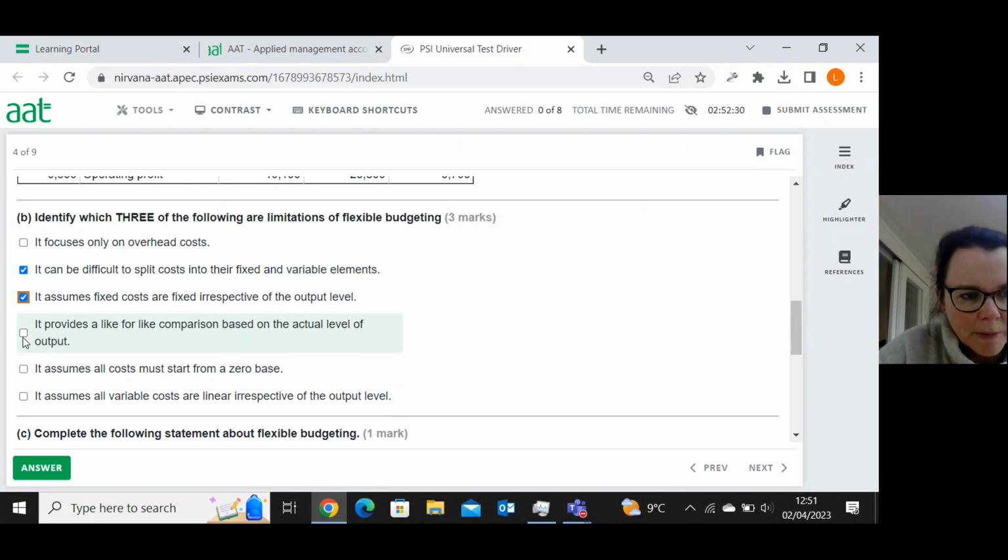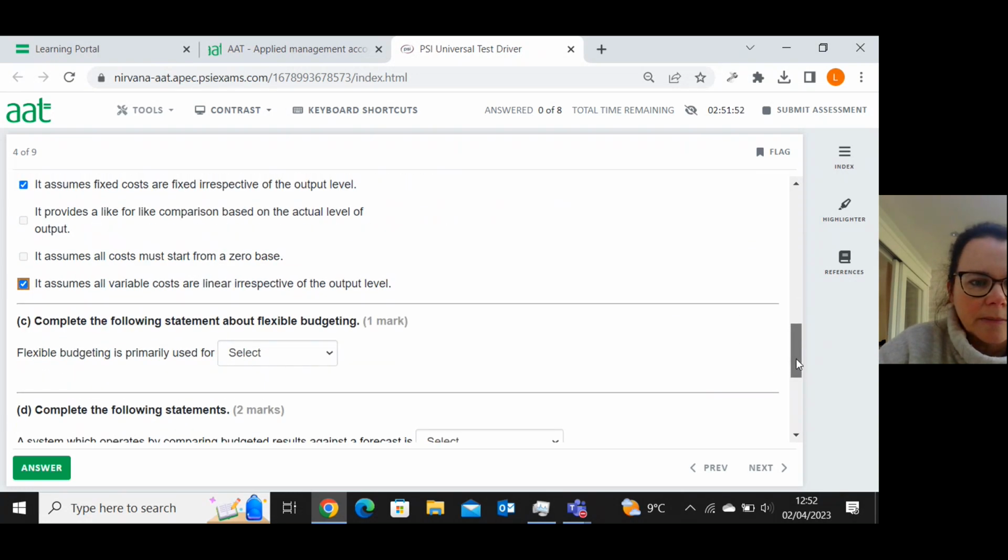Now that's true, but it's not a limitation. So it's not that one. It assumes all costs must start from a zero base. No, that would be zero-based budgeting, so it's not that. That's when you just start from a clean sheet. It assumes all variable costs are linear, irrespective of the output level. Yes, it does. So that's basically saying we don't factor in any adjustment for bulk buying at higher volumes, for example. So they would be my 3 limitations.